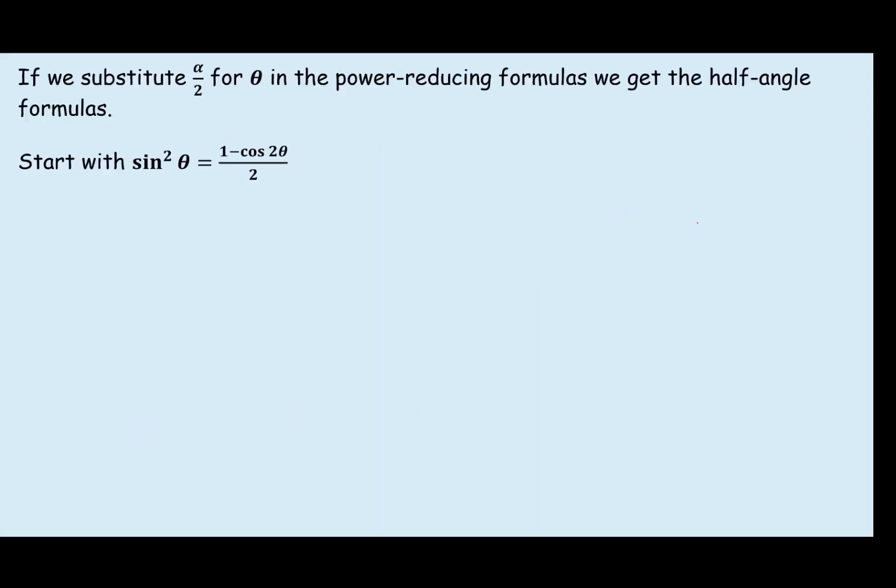Okay, if we substitute alpha over 2 for theta in the power reducing formulas, we get the half angle formulas.